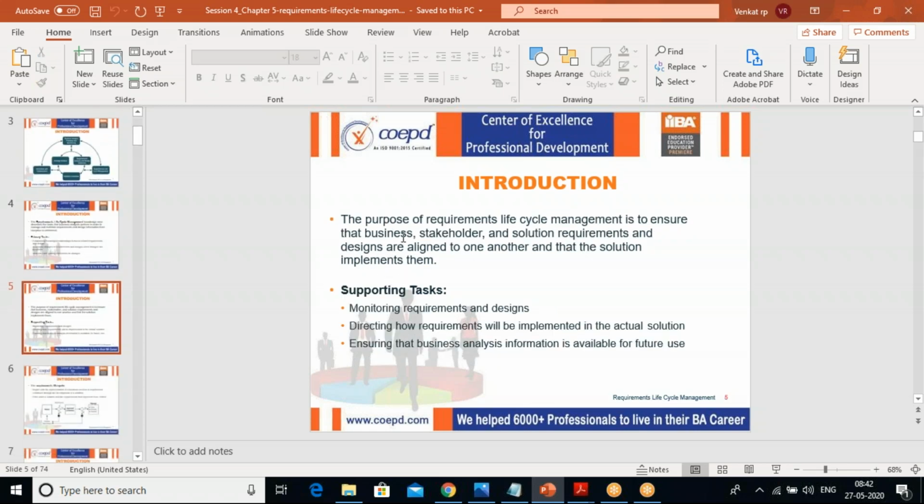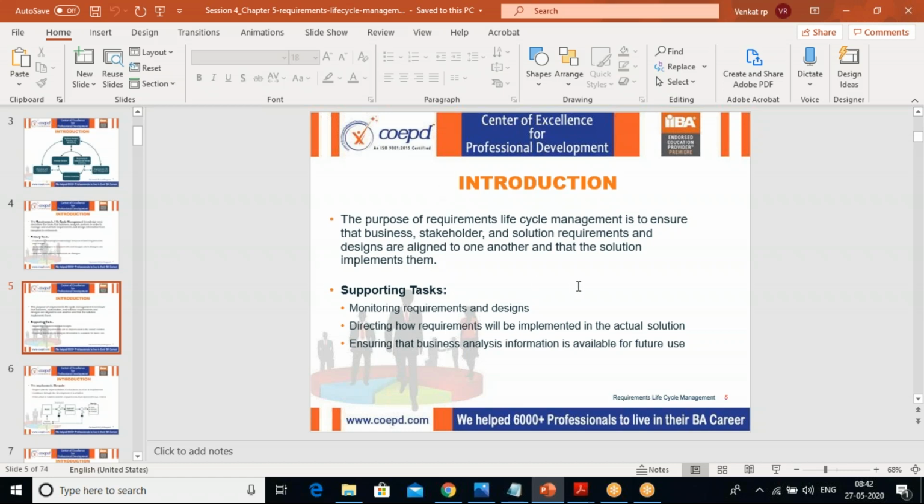Here we will understand that business stakeholders and solution requirements or designs are aligned to one another, and the solution implements them. Whatever they say as a requirement, how the need they're proposing is translated to different types of requirements, what is the relationship between these requirements, who is approving it, the process, and how to bring in changes. All this is discussed here.